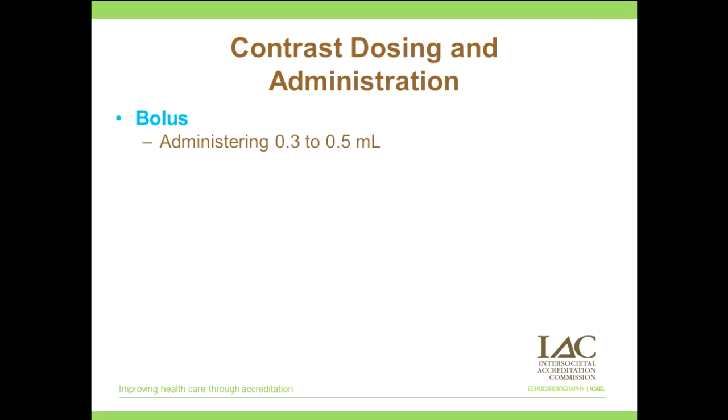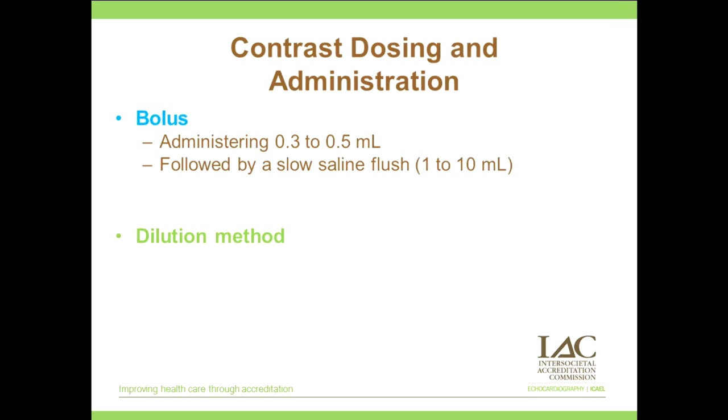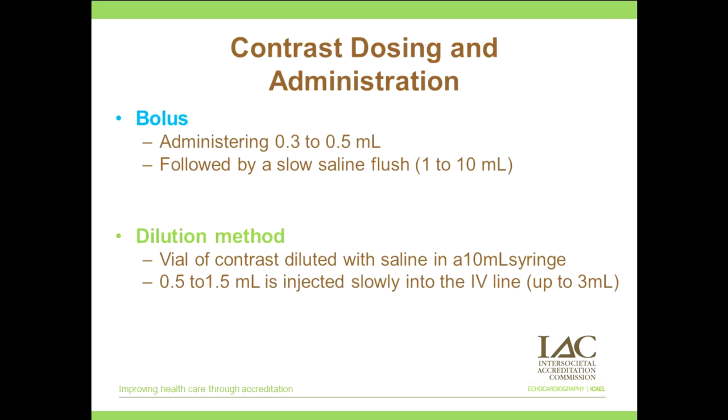So for the bolus method, you're going to administer 0.3 to 0.5 mLs, followed by a slow saline flush. For the diluted bolus method, you're going to use a vial of contrast diluted with saline in a 10 ml syringe. 0.5 to 1.5 is injected slowly into the IV line, and this may or may not be followed by a saline flush. For resting studies, not stress echoes, I'm talking resting transthoracics, I like to give the lower dose because you can always give more if needed. You have time for that.